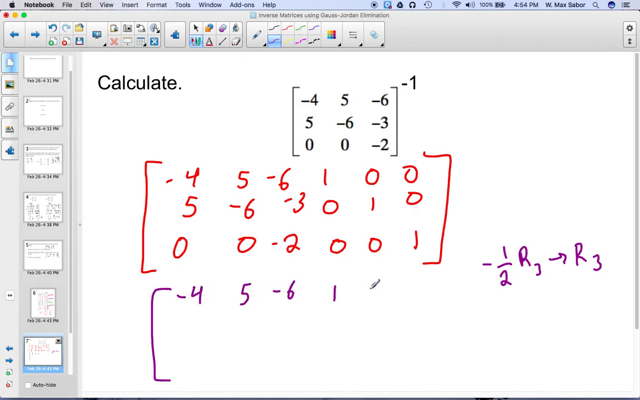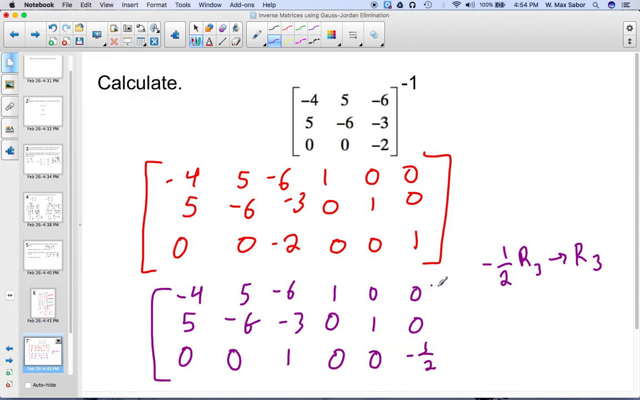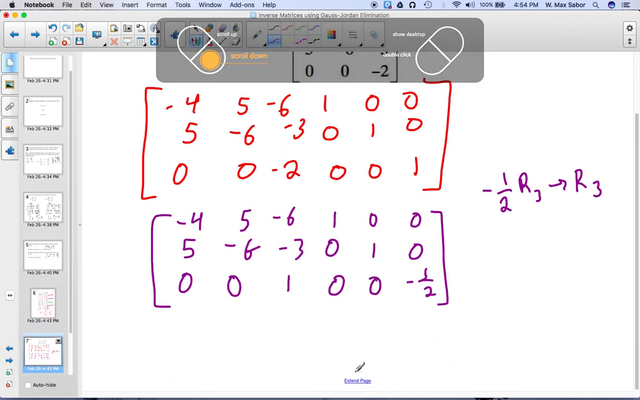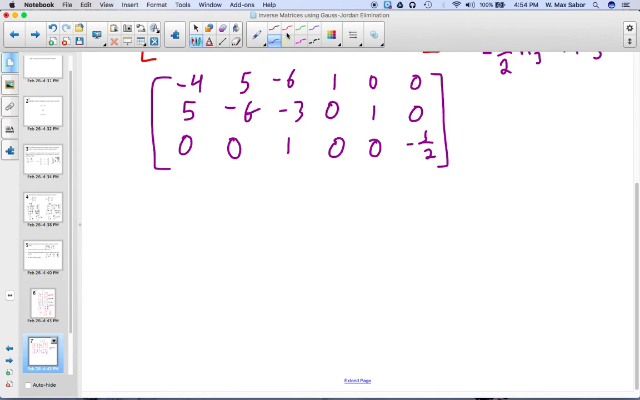Yes, I'm aware that this requires a lot of writing. A common error here is to fail to multiply everything by that -1/2. So please make sure that you do so. Now it's easy to take multiples of this third row and add it to the other rows.